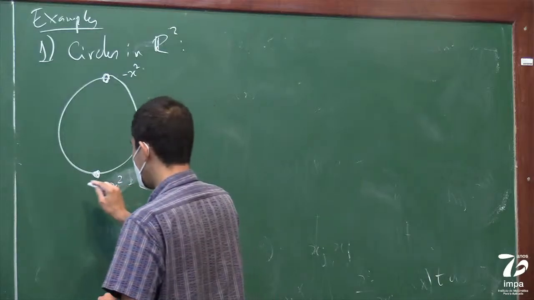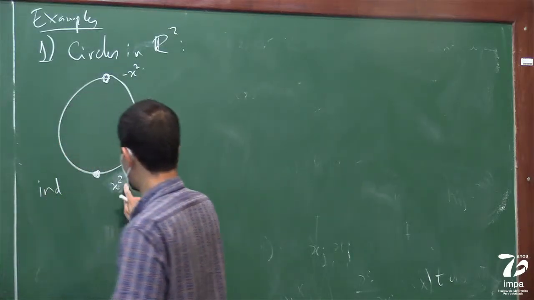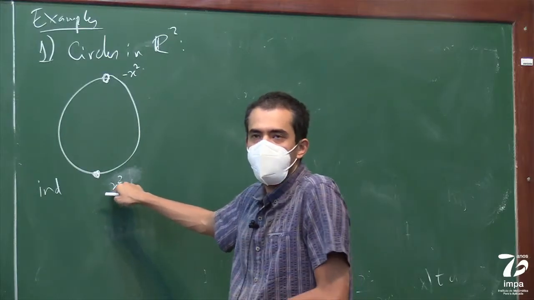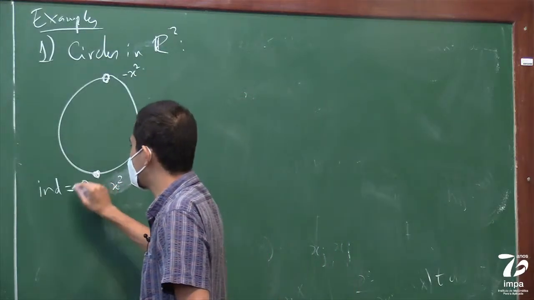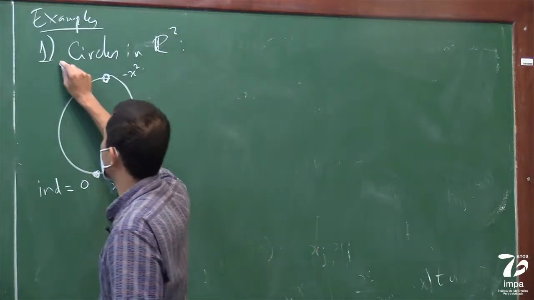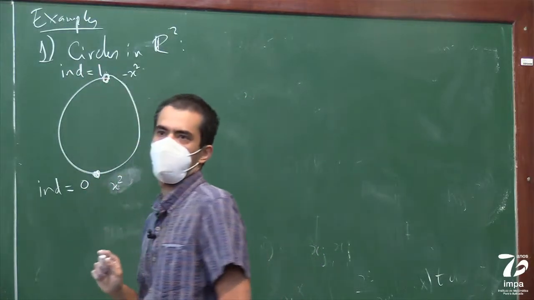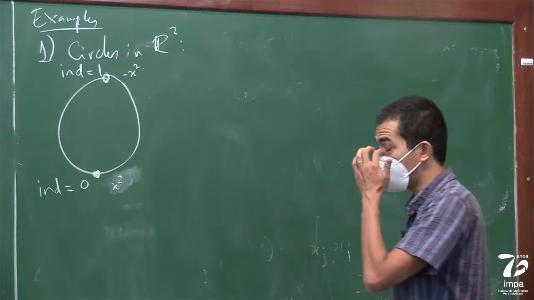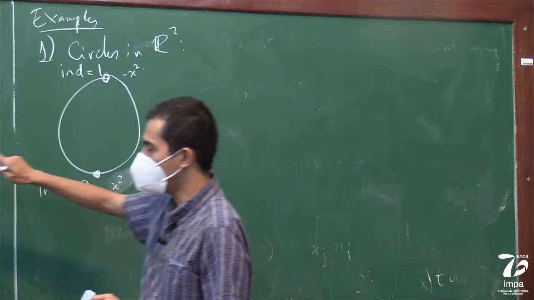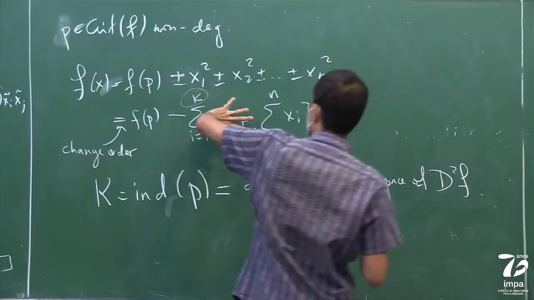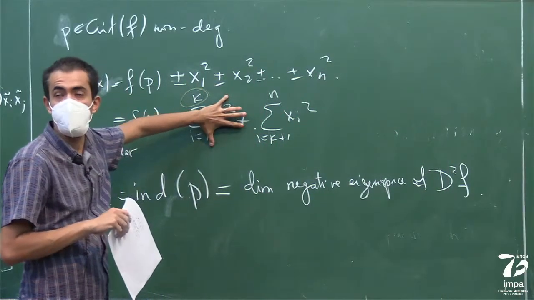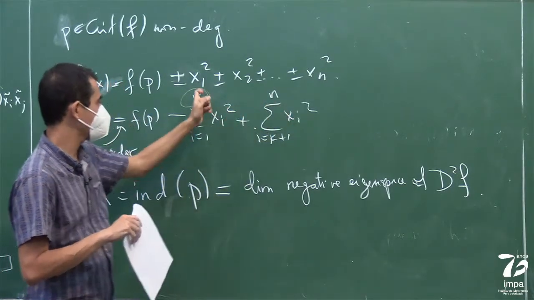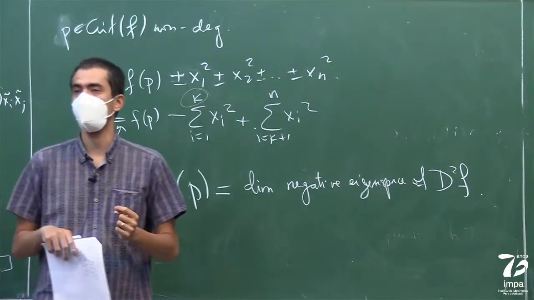So that means, how many negative signs do you have here? You just have 0. So the index here is 0, and the index here is 1. Okay? So a local minimum will always have this form, so at a local minimum, the index is always 0, and at a local maximum, the index is always maximal. It's always equal to n.